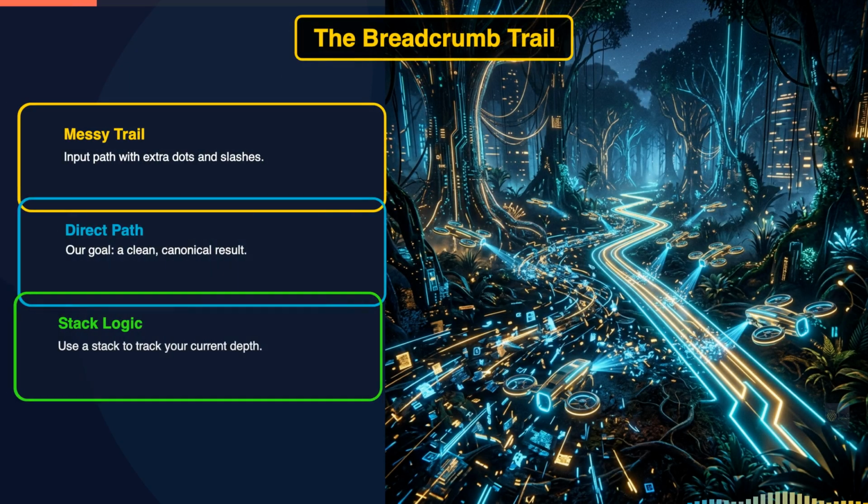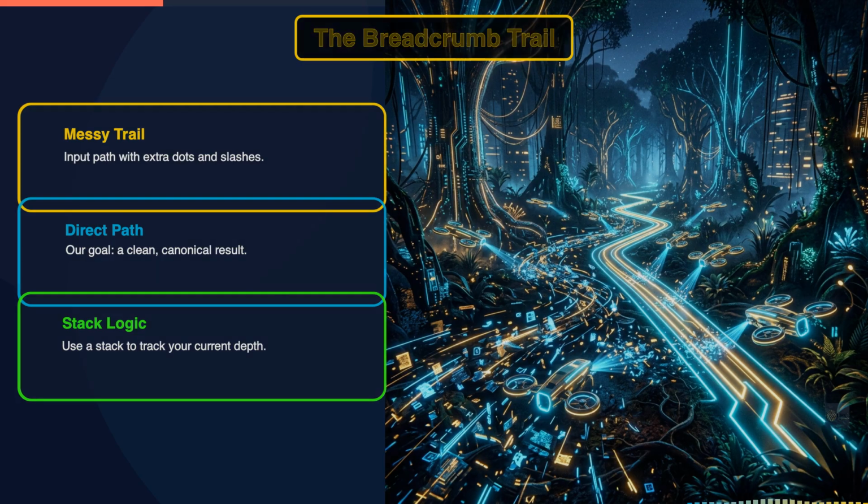We start with a string that has extra slashes, single dots representing the current directory, and double dots for moving up a level. Our goal is to return a clean, direct path that starts with a slash, has no trailing slashes, and removes all unnecessary navigation. Let's look at our strategy.